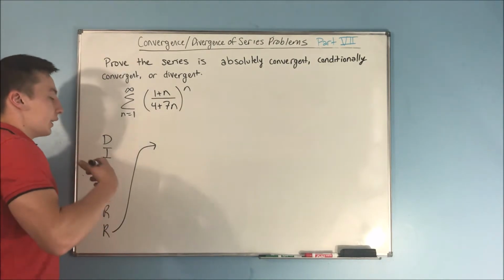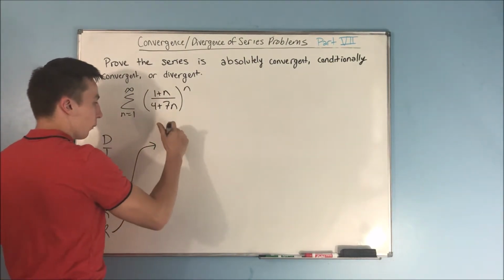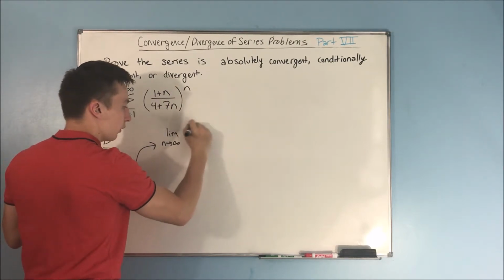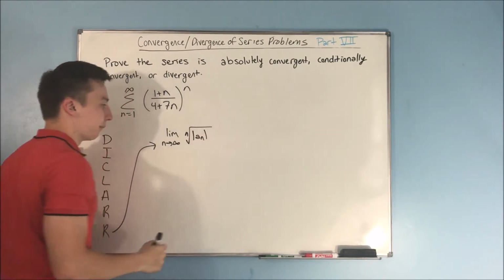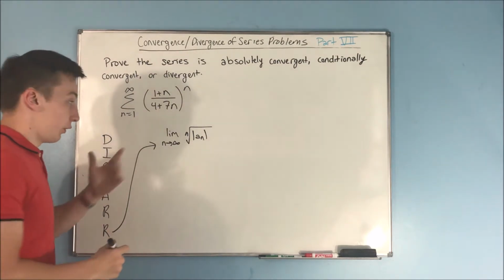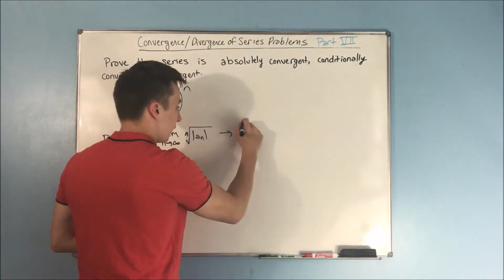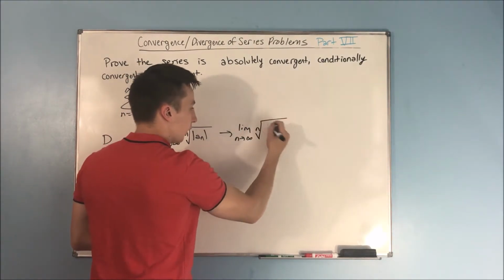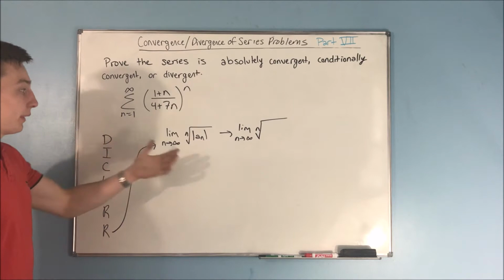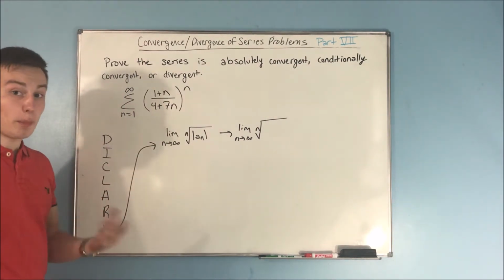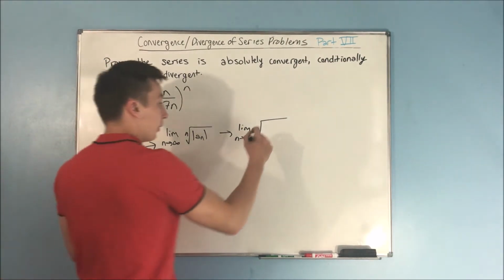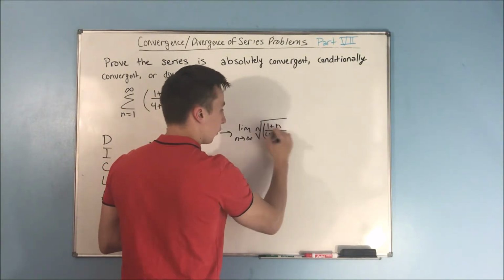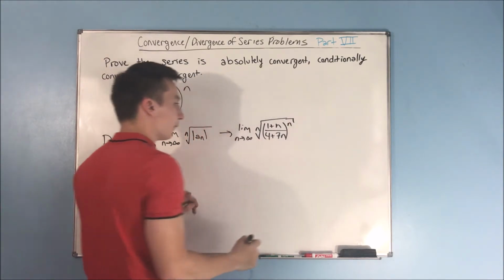Anyways, we take the limit as n approaches infinity of the nth root of the absolute value of a sub n. And if we're doing that here, we get the limit as n approaches infinity of the nth root of, well, the absolute value doesn't really matter here. We're dealing with all positive terms, so we just get 1 plus n over 4 plus 7n, and that's all going to be raised to the n power.